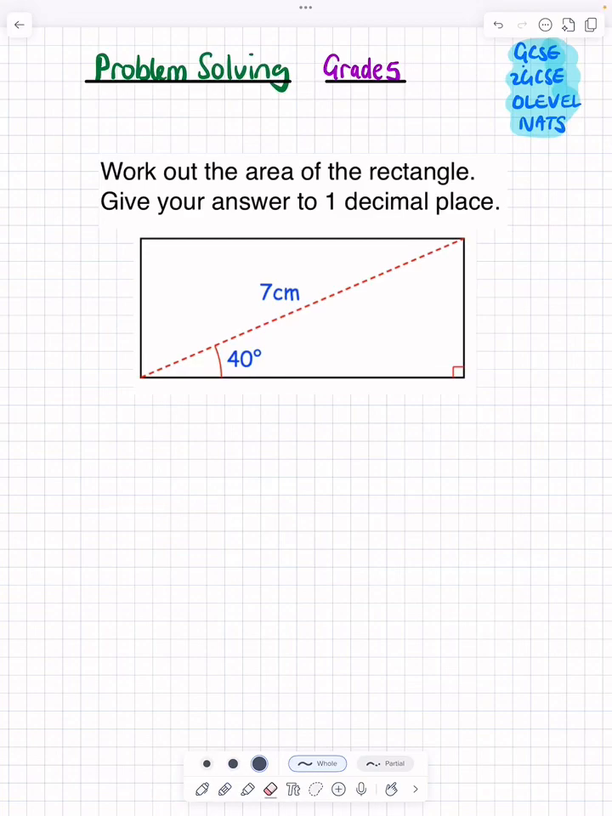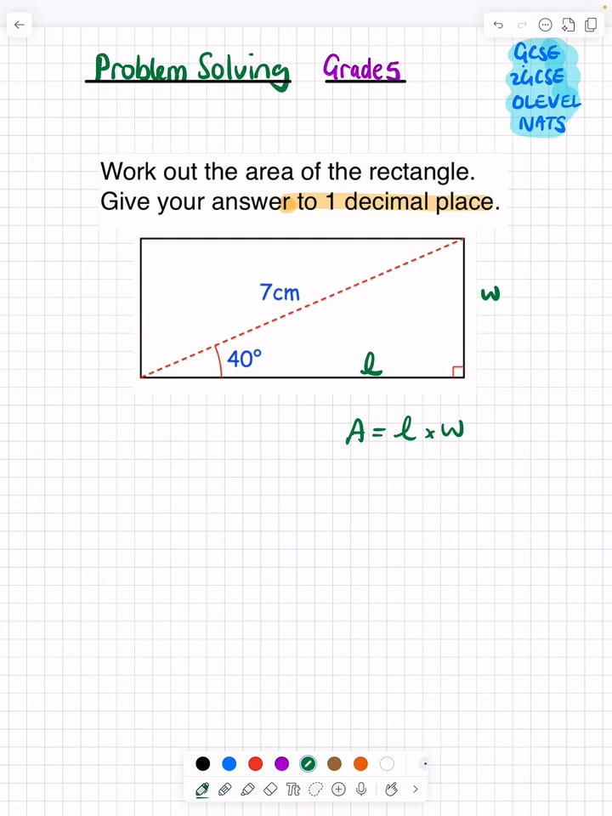Okay, so a problem solving question on the area of a rectangle. Now it says work out the area of this rectangle, give your answer to one decimal place. Now, a rectangle, if we knew the width and the length of this rectangle, we could simply multiply them together to find the area. So the area formula for the rectangle is length times by width.